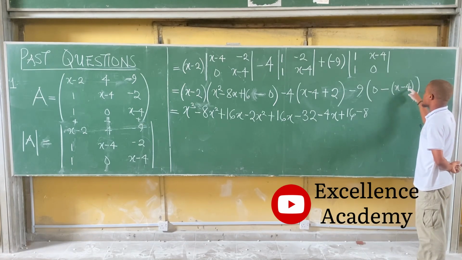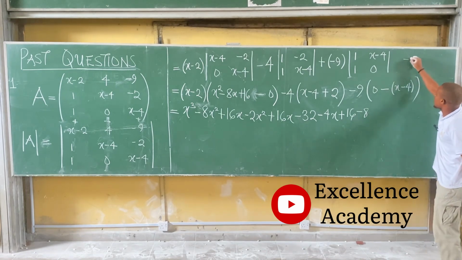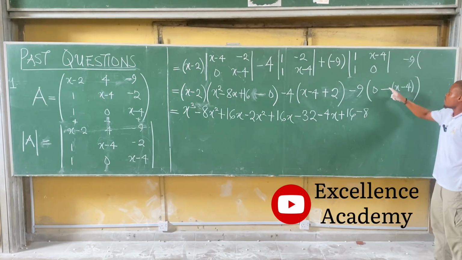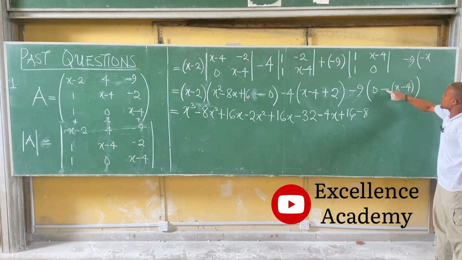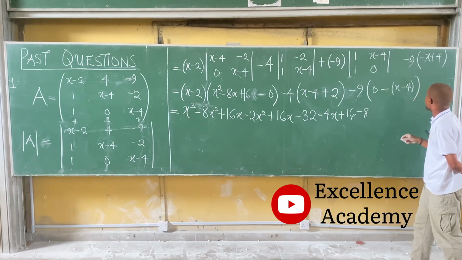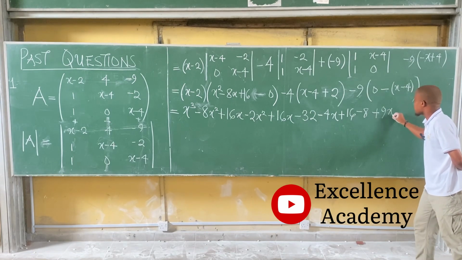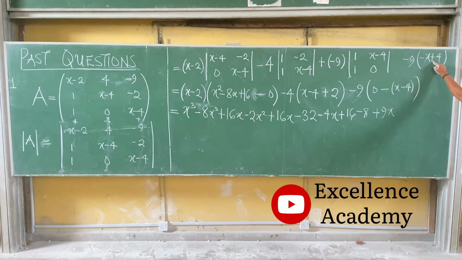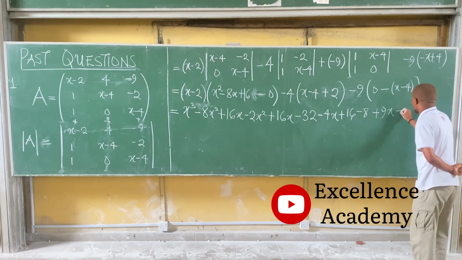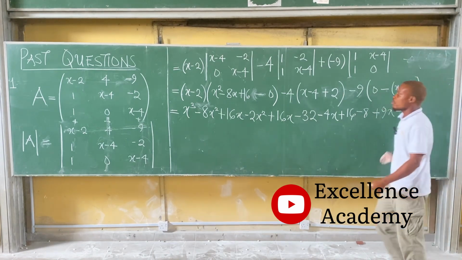Okay, over to this term, I'm having 0 minus x minus 4. This can also be written as minus 9 times minus x minus 4. Minus 9 times minus x gives me plus 9x, and minus times minus gives me a plus there, right? Minus 9 times plus 4 gives me minus 36. Alright, so we've gotten this.